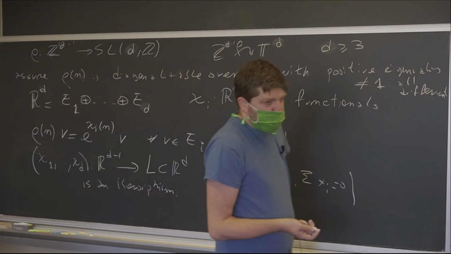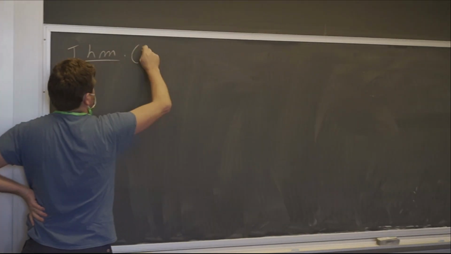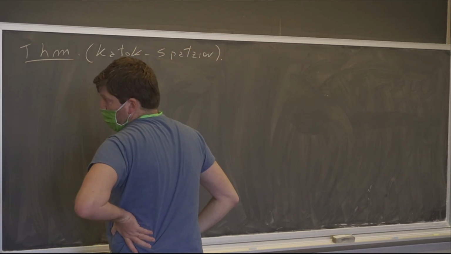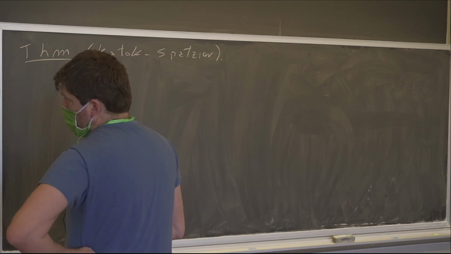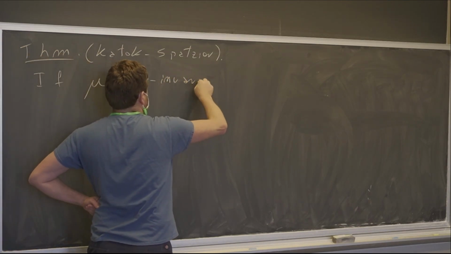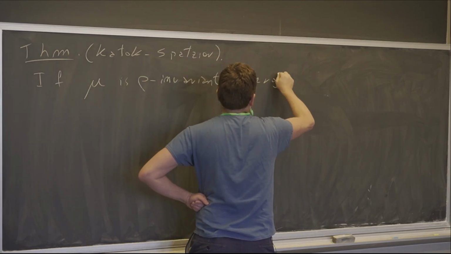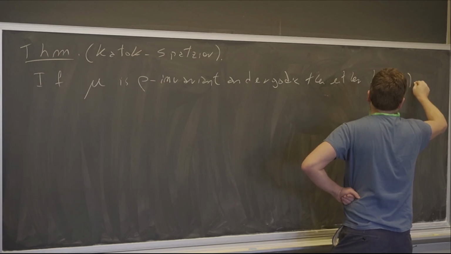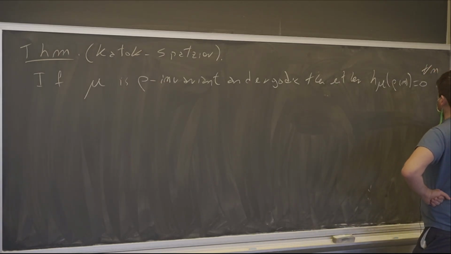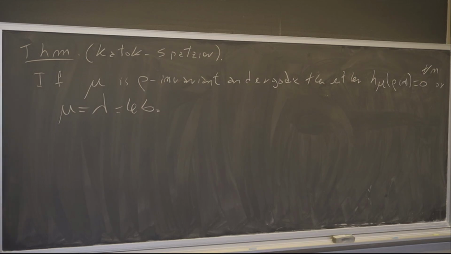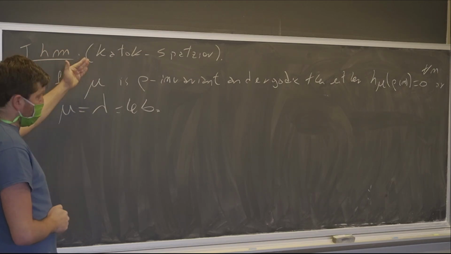Okay, and for this linear dynamics, we already proved the following theorem essentially. This is actually Katok-Spatzier, which we proved in the case of dimension 3, but it's the very same proof. It says that if mu is rho-invariant and ergodic, then either the entropy of every element is 0, or mu is Lebesgue. That's actually a version of Rudolph's theorem, but instead of times 2 times 3, for these linear maps.